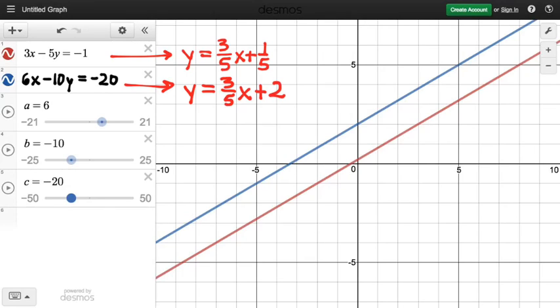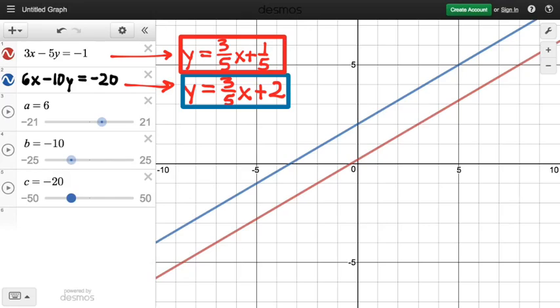How can I tell from their equation that these two are parallel lines? This is the blue one, and this is the red one. How can I tell that these two are parallel, just looking at their equation? The 3/5 shows up in both equations playing the same role. What role is 3/5 playing here? It's the slope of these two equations. So these two equations have the same slope. Therefore, these two lines are parallel on the graph.